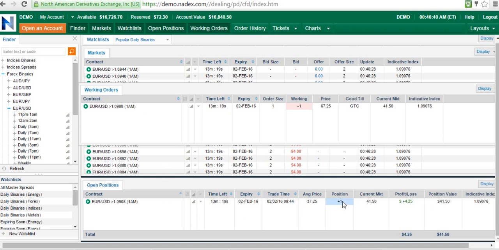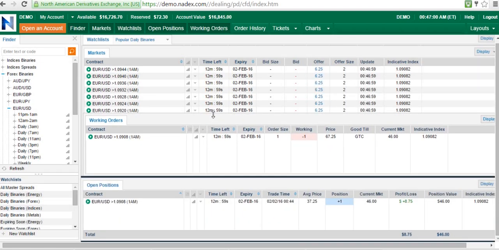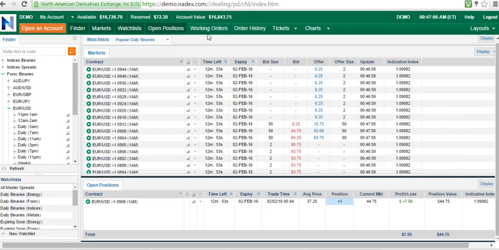All right, so I bought this. If it starts going in my direction and it gets up to a price of where I can sell it at $67.25, it will just automatically execute that order and get me out for profit. Okay, pretty simple. Now, in my working orders, and by the way, I can detach this working order to have it open where I can see both of them together, okay, or I can just X out of it and just anytime go up here and click working orders.